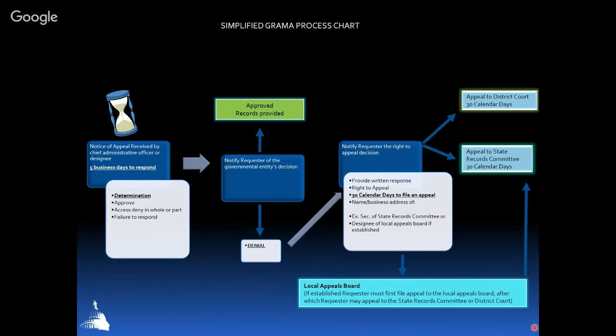And this does not include all of the other intricacies and complexities of GRAMA as far as extraordinary circumstances and business confidentiality. This is just a quick overview of a very traditional appeals process.